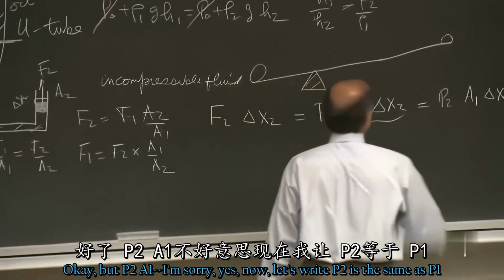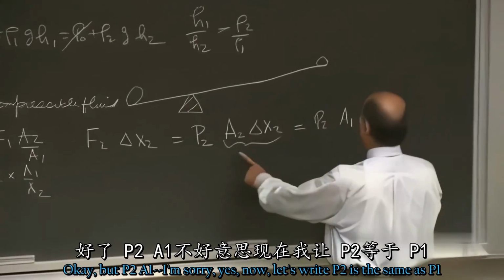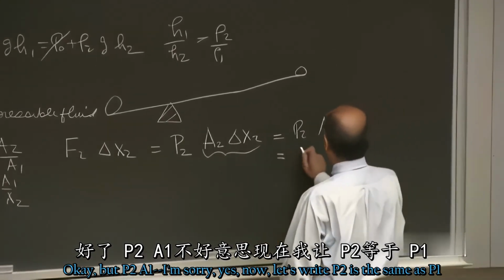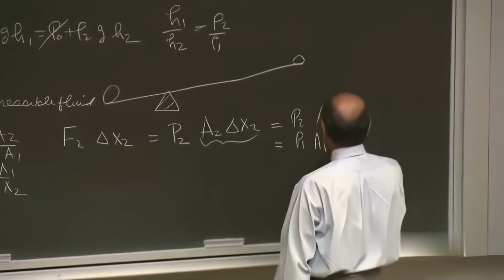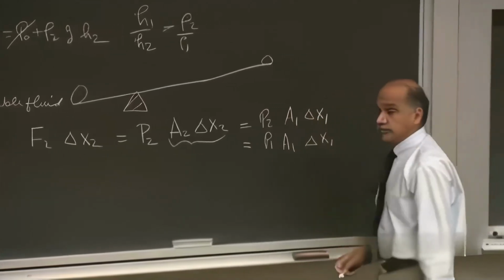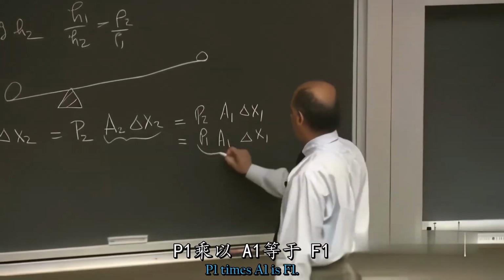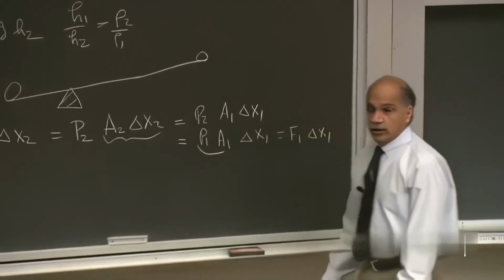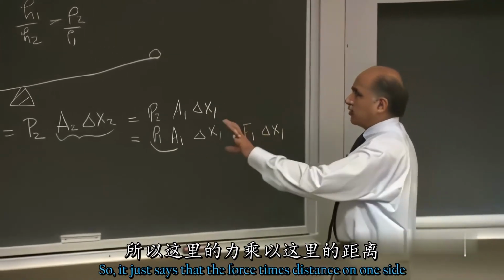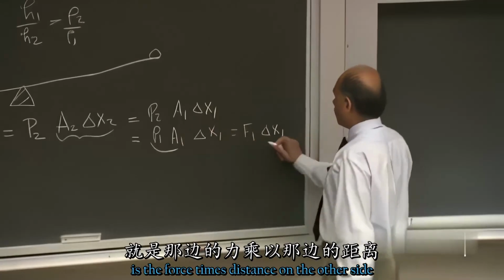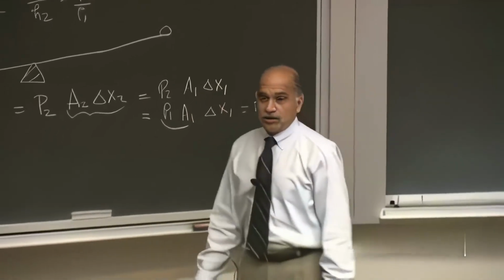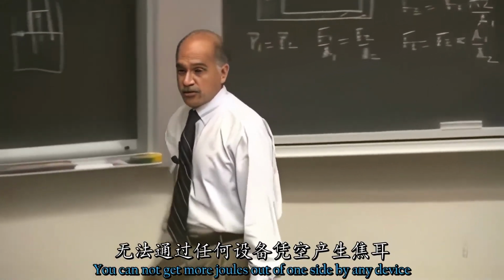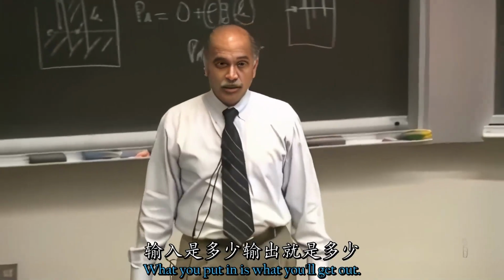Okay, but P2 A1, I'm sorry, yes. Now let's write P2 is the same as P1. P1 times A1 is F1. So it just says that the force times distance on one side is the force times distance on the other side. That means the work you actually do is not amplified by the process. You cannot get more joules out of one side by any device. What you put in is what you'll get out.